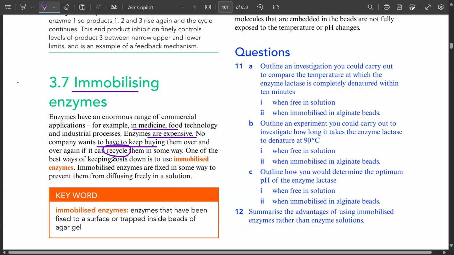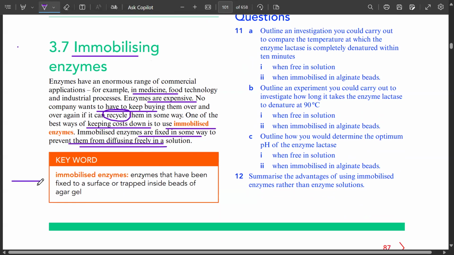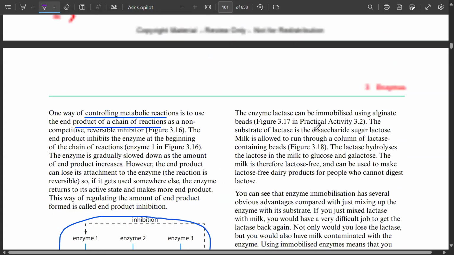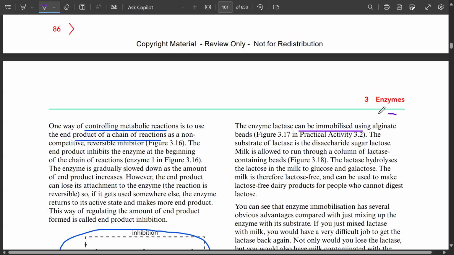One of the best ways of keeping the cost down is to use immobilized enzymes that are fixed in some way to prevent them from diffusing freely in a solution. Immobilized enzymes are enzymes which have been fixed to a surface or trapped inside beads of agar gel. The enzyme lactase can be immobilized using alginate beads.